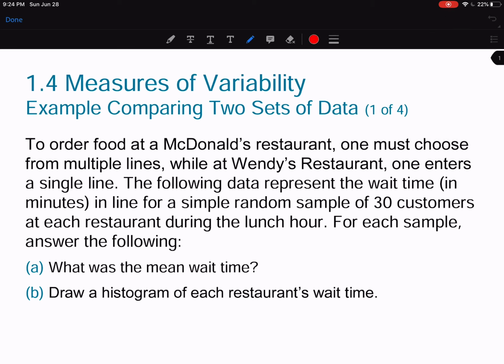To order food at a McDonald's restaurant, one must choose from multiple lines, while at the Wendy's restaurant, one enters a single line. The following data represent the wait time in minutes in the line for a simple random sample of 30 customers. Of course, the 30 here is the sample size, and is equal to 30. At each restaurant during the lunchtime hour. For each example, answer the following.